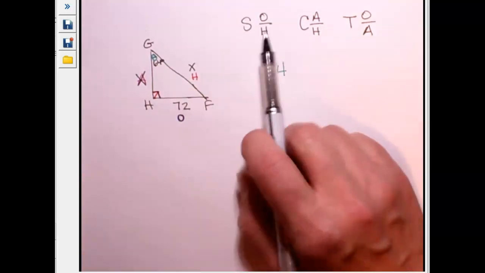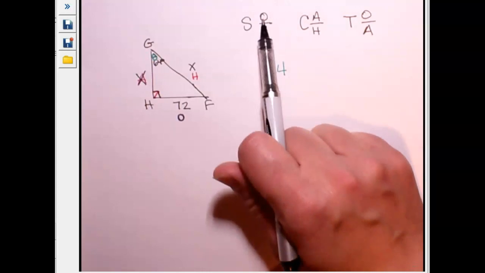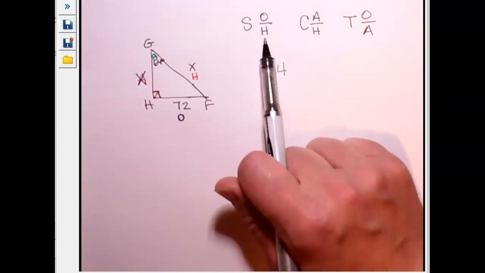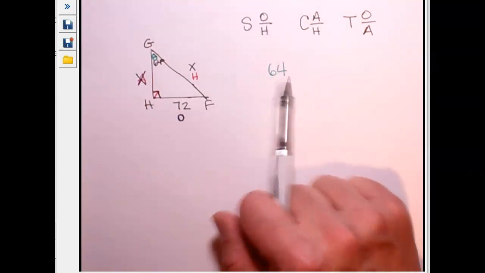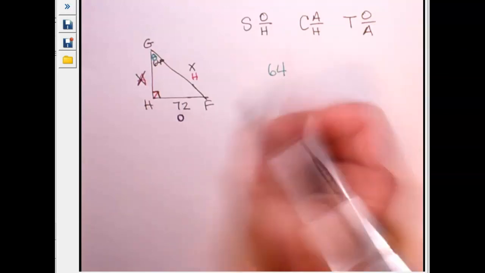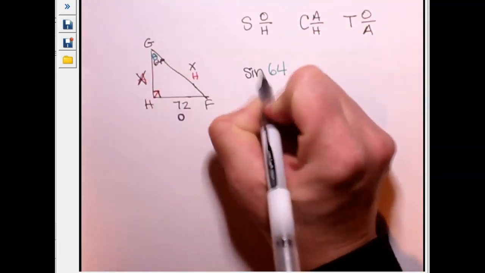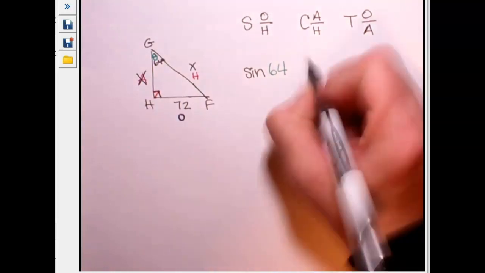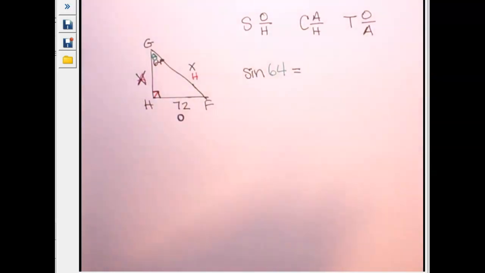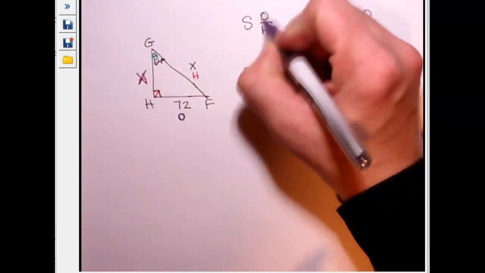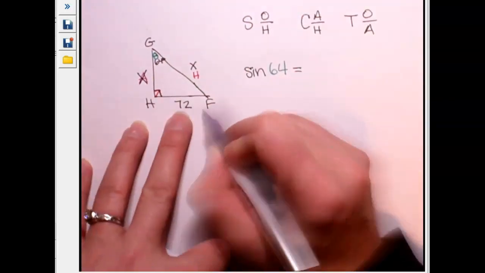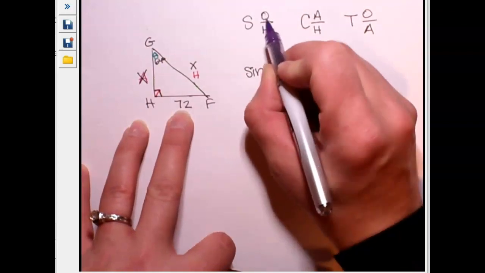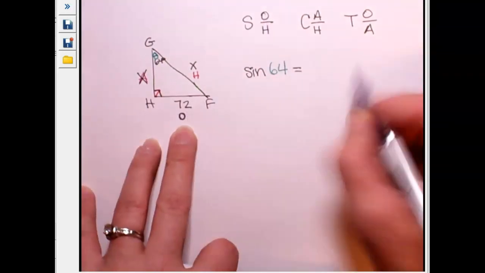So if you look up here, well, the first one that we come to, sine, uses opposite over hypotenuse. So the trig function that we're going to use with this right here is going to be sine. So we're going to do sine of 64. And we know that it has to be the opposite over the hypotenuse. Okay? So O is our opposite. And I'm not going to write this in. I'm just going to say O is on the top. So that's this 72 here.